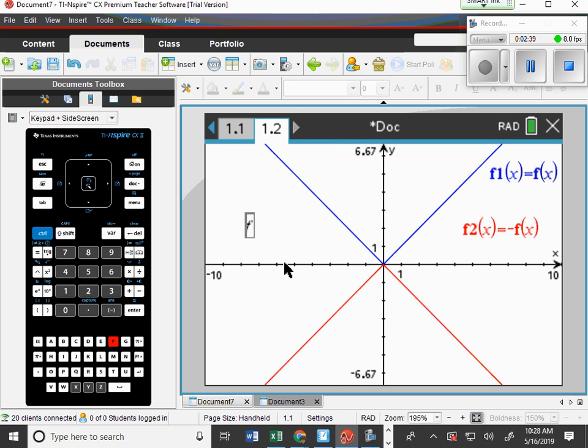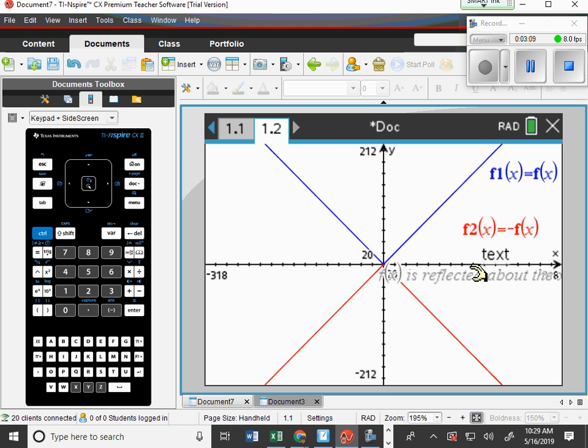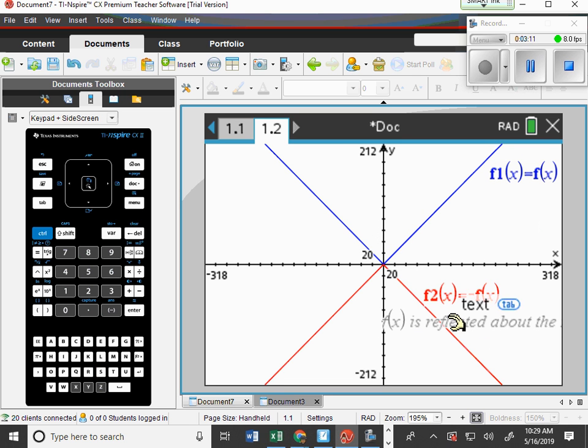So negative f of x: f of x is reflected about the x-axis. That's what negative f of x does. It reflects f of x about the x-axis. So the first transformation we talked about is reflection.